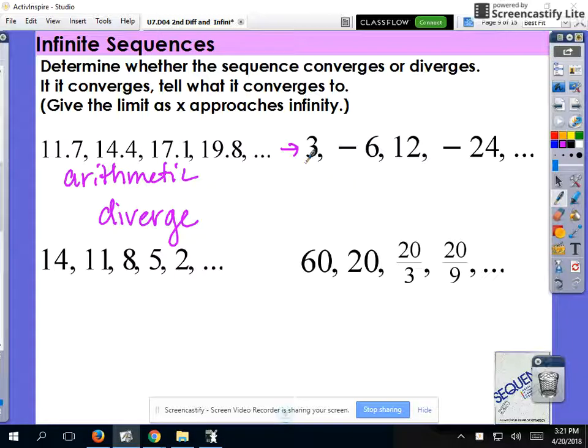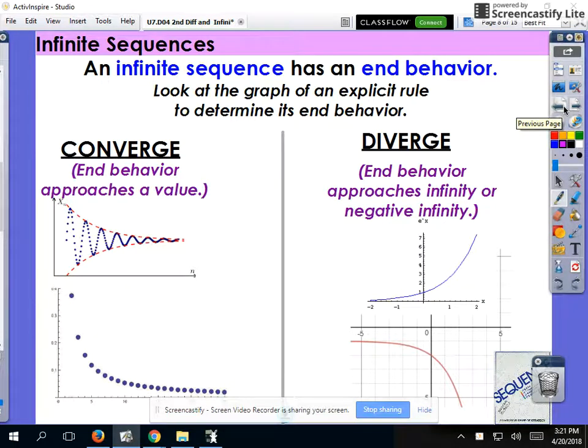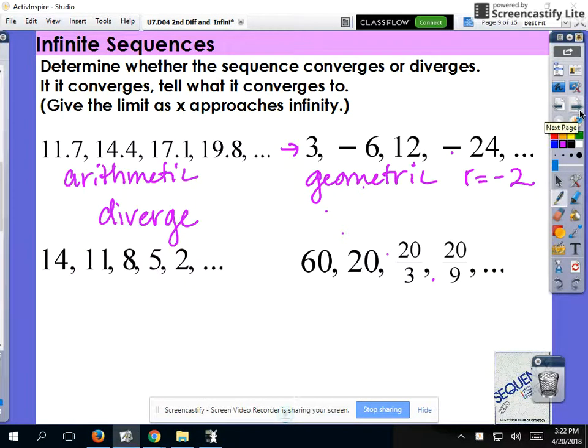All right, this problem, let's think about what's happening. Hopefully you said that this was geometric. And for this one, r is equal to -2. And as we see, we're going from 3 to -6 to 12 to -24. This actually models kind of like what we see here, except it's going back and forth like that. And because it is going further and further away from one another, this also diverges. They're bouncing off further and further away.